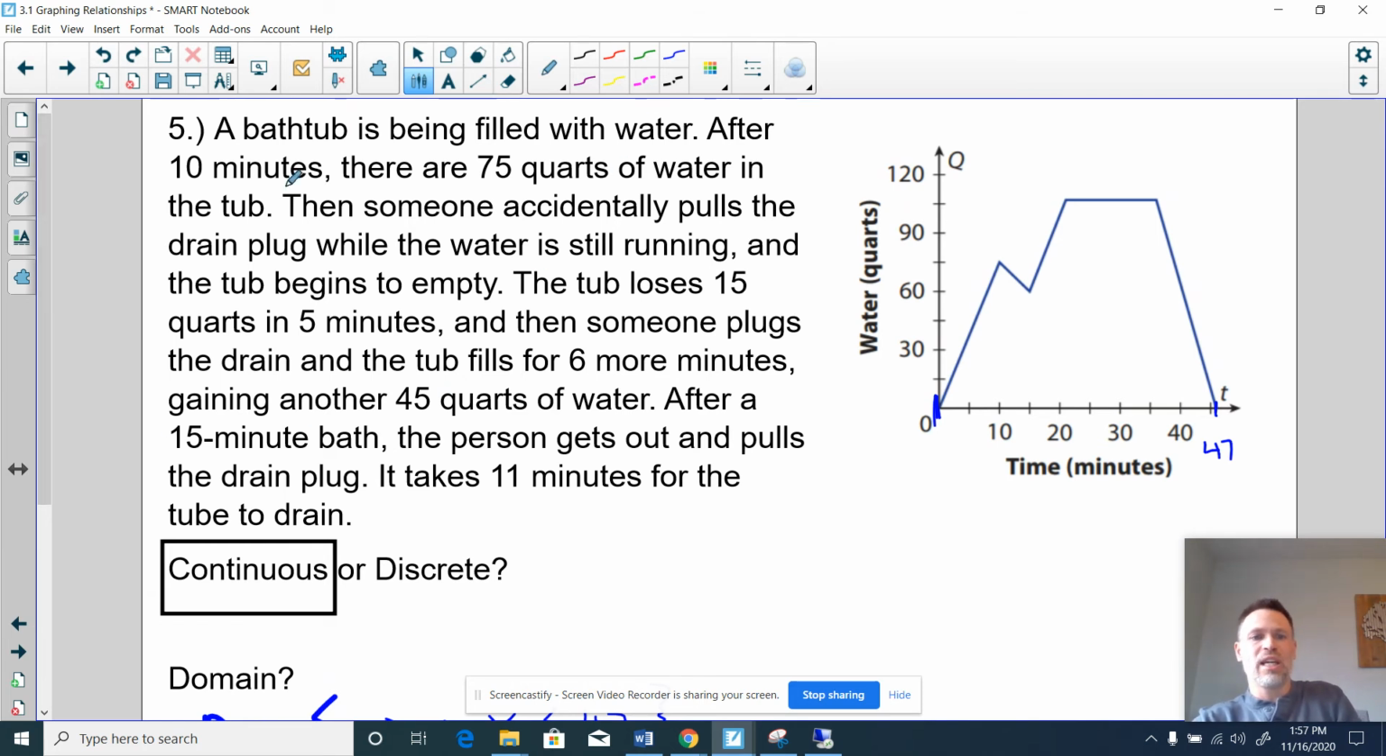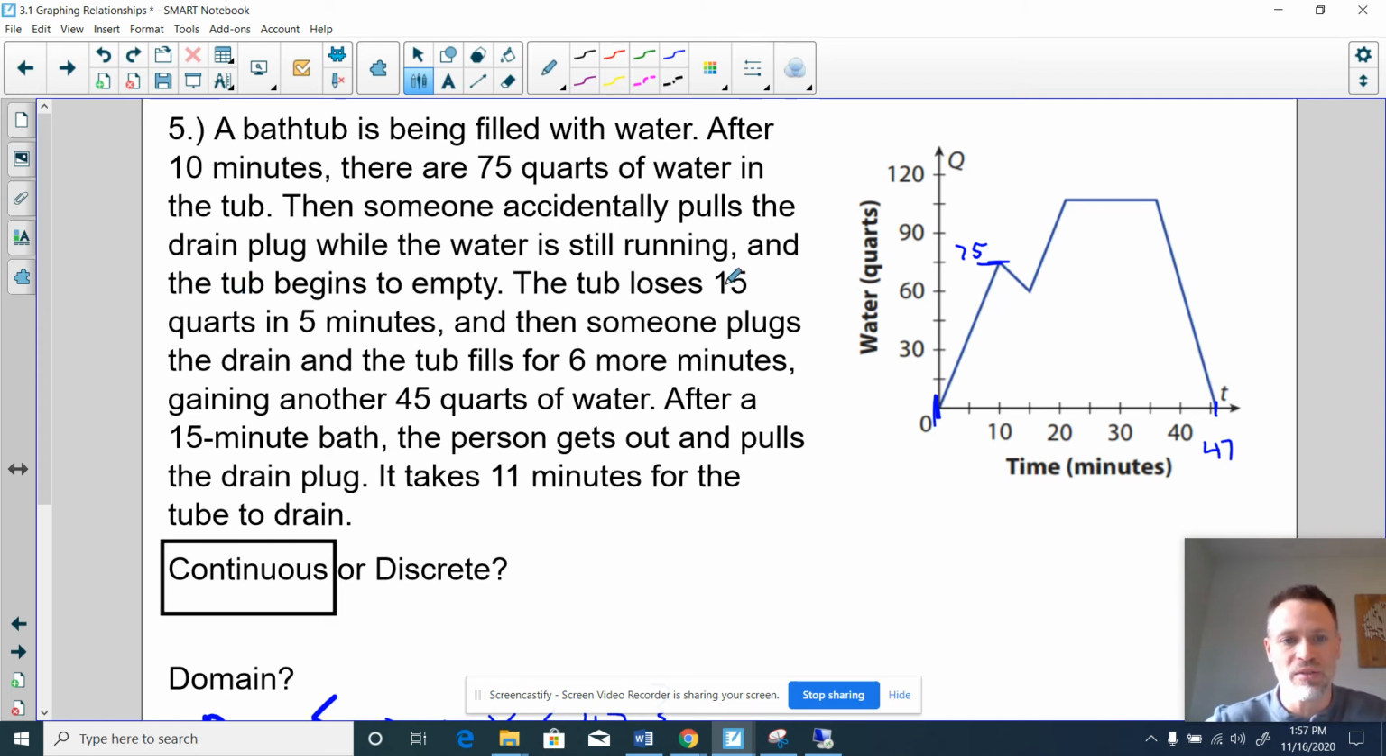So if we're keeping track of water in the tub, let's go back to the details of this. So the bathtub is being filled with water, okay? And after 10 minutes, there are 75 quarts in the tub. So this is 75 quarts. I'm just keeping track. Then someone accidentally pulls a drain plug while the water is still running, and the tub begins to empty.